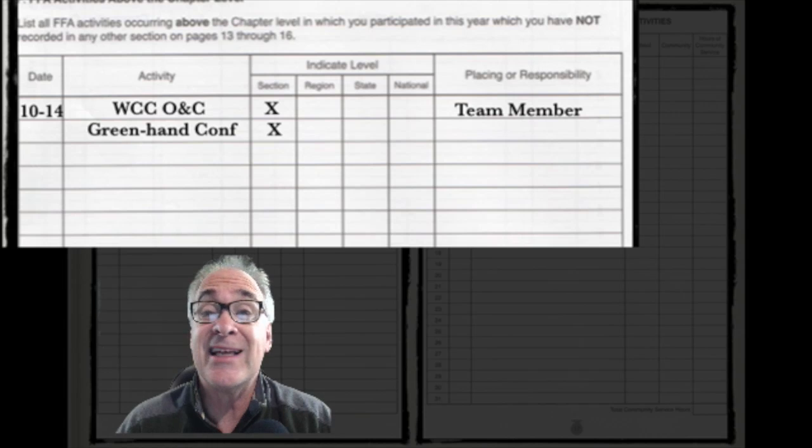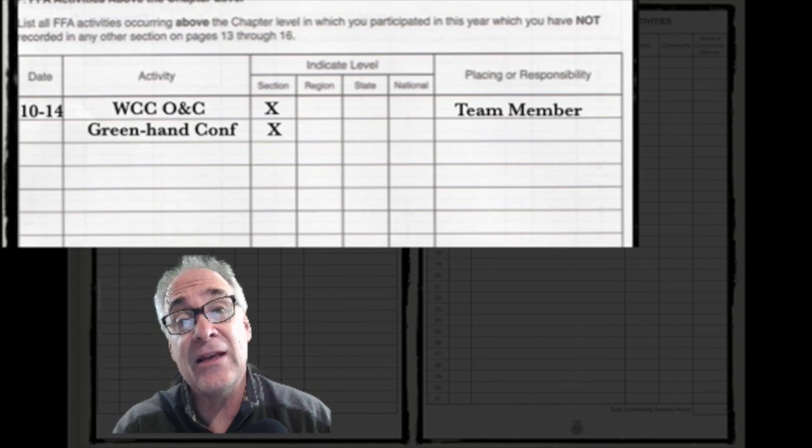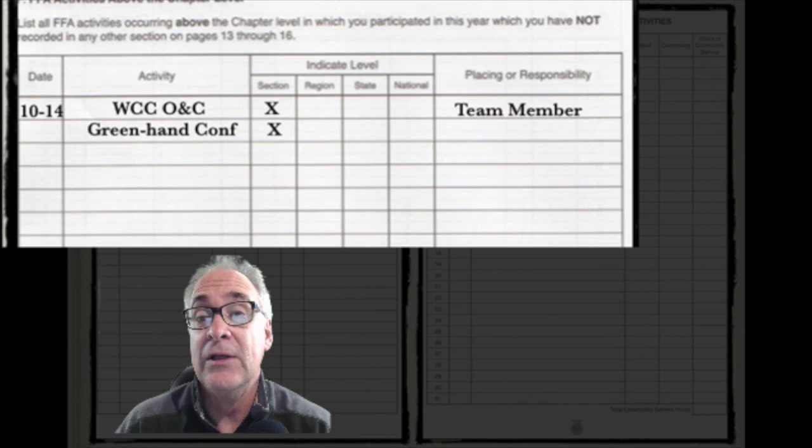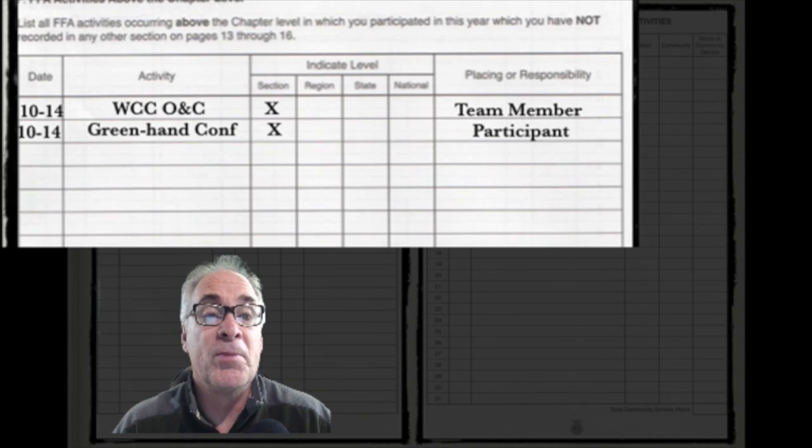Also in October, many of you freshmen went to the Green Hand Conference. It was in Colusa. That's a sectional as well as a state event. Now, I didn't mark it off here in the presentation, but you can mark off, for instance, for us as a state level activity. And you were a participant.